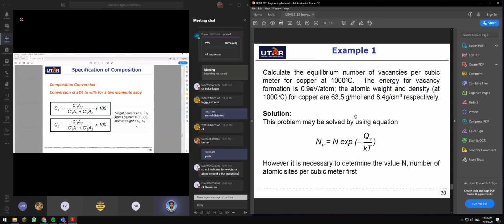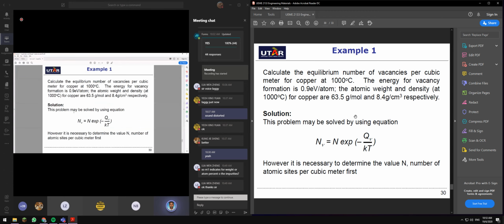Now let's do it. So this is the formula, NV, and the energy they have given is in terms of eV per atom, so you need to use 8.62 point something as given on the constant.